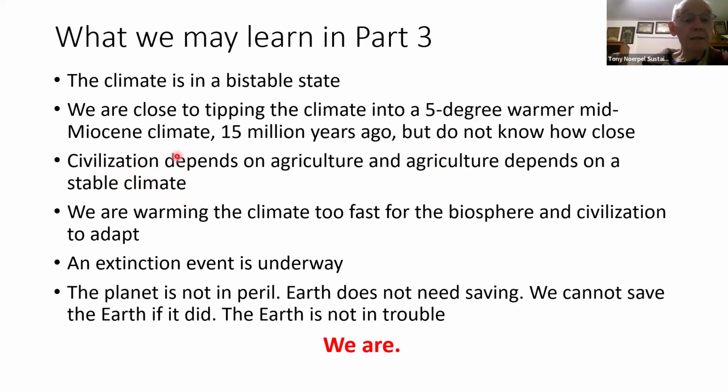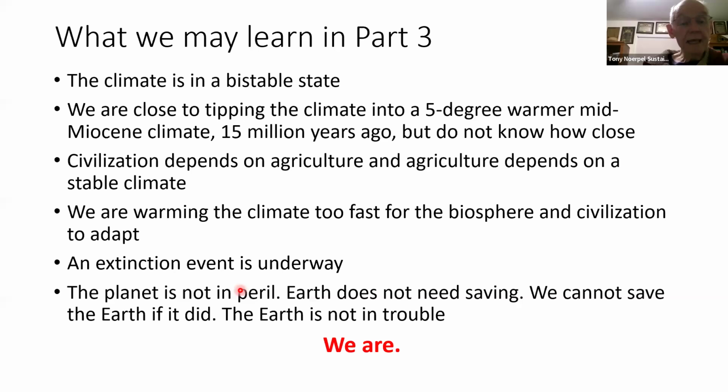And then this thing, civilization depends on agriculture, and agriculture depends on a stable climate. And so if we destabilize the climate, we destabilize agriculture, we destabilize civilization. We are warming the climate too fast for the biosphere and civilization to adapt. That is literally true. The rate at which it's warming is too fast for these things. So we have to slow it down in any event. An extinction event is underway. It has a name, the Holocene extinction.